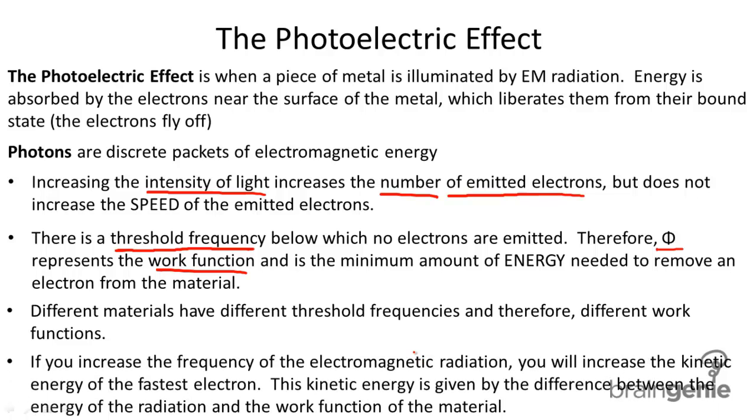And then lastly, if you increase the frequency of electromagnetic radiation, you will increase the kinetic energy of the fastest electron. This kinetic energy is given by the difference between the energy of radiation and the work function of the material. We're going to go over this equation in the next slide. But basically, the only thing that affects the speed of an electron is the frequency. So frequency goes hand in hand with the speed.